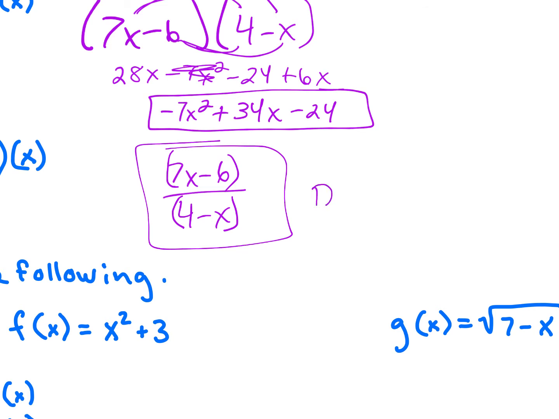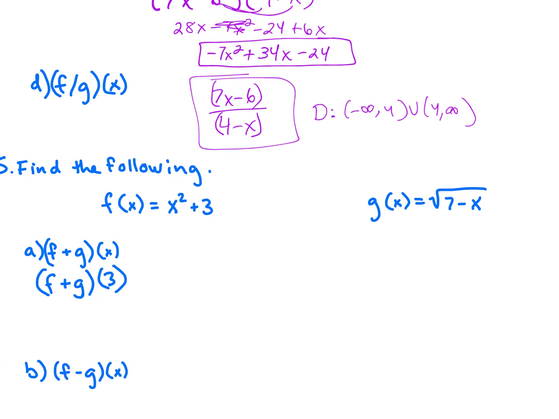So if they ask for domain restrictions, it would be negative infinity to 4, union 4 to infinity. Again, we're not asking you for domain on your test. We'll talk about that in later chapters, but for right now, you guys don't have to do that. But I was just showing you.